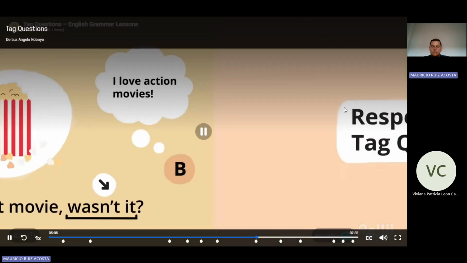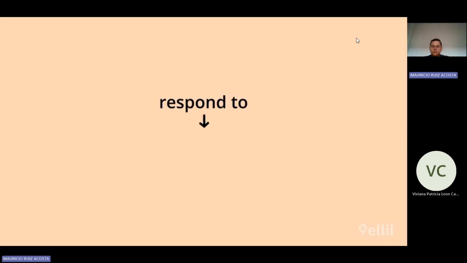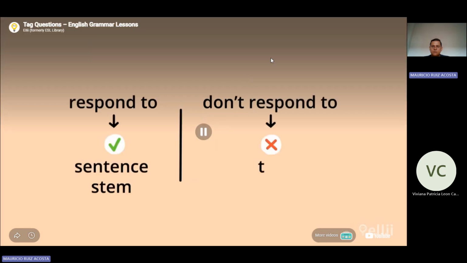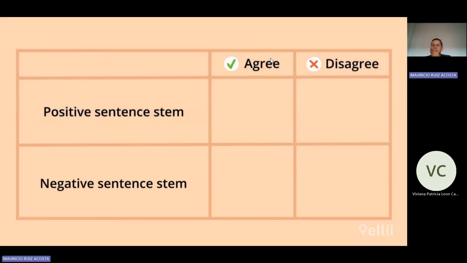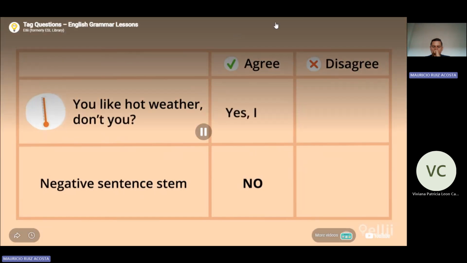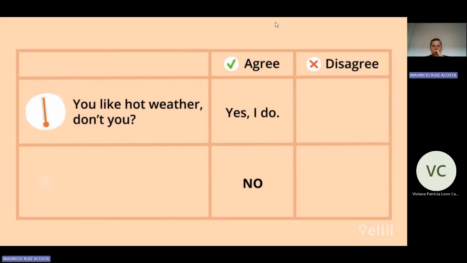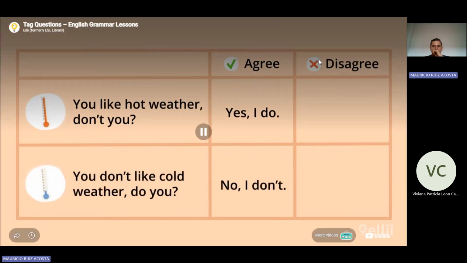Continue. How do we respond to tag questions in English? Make sure you respond to the sentence stem, not the tag. If you agree with the sentence stem, use the same type of verb in your response as the stem. Respond with yes for a positive sentence and no for a negative sentence. For example, "You like hot weather, don't you?" "Yes, I do. I like hot weather." "You don't like cold weather, do you?" "No, I don't. I don't like cold weather."